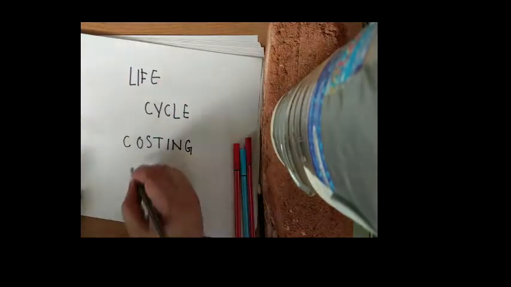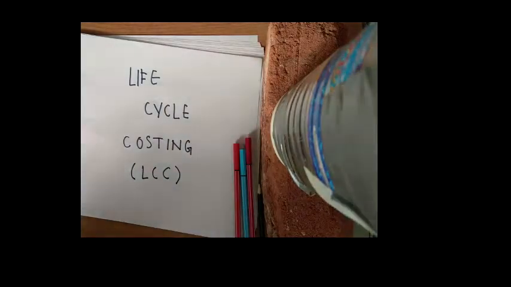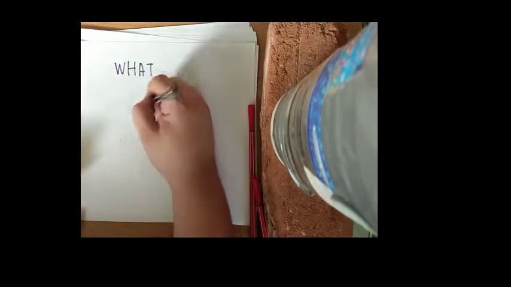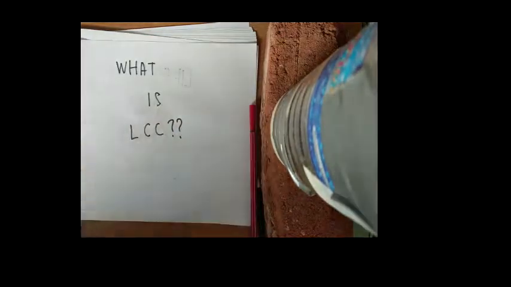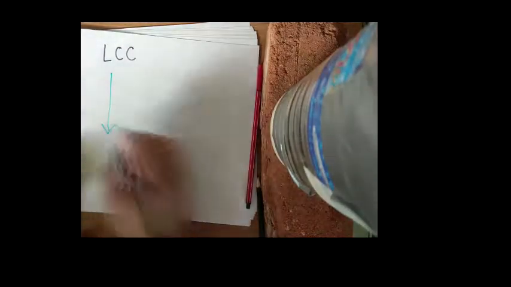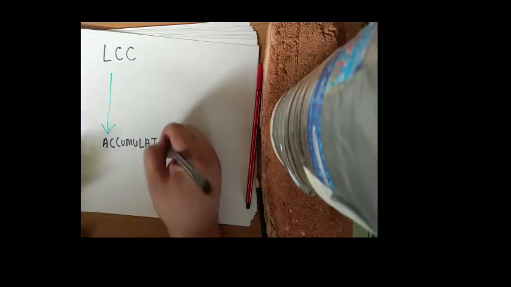What are we talking about when we talk about life cycle costing? We're talking about looking at the product over the whole of its life cycle. So, we'll no longer split up each of our periods of time into months, years, etc. What we'll do is look at the accumulated cost over the product's life.